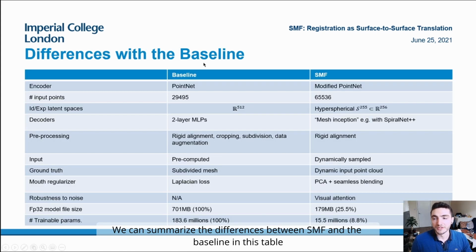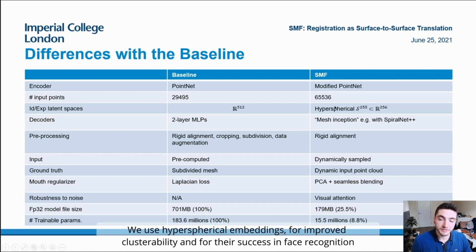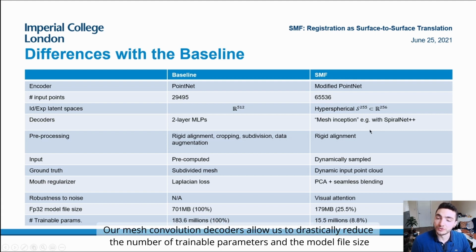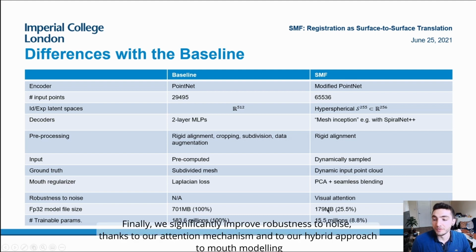We can summarize the differences between SMF and the baseline in this table. Contrary to the baseline, we only rely on rigid alignment of the scans with the template. Our encoder allows us to sample much higher resolution point clouds from the input. We use hyperspherical embeddings for the latent space, for improved clusterability, and for their success in face recognition. Our mesh convolutional decoders allow us to drastically reduce the number of trainable parameters as well as the model size. Finally, we significantly improve robustness to noise thanks to the visual attention mechanism and to our hybrid approach to mouth modeling.